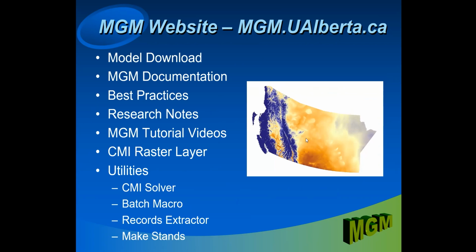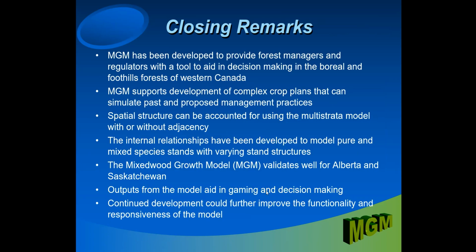Because CMIs are difficult to obtain, since you need lat long and elevation and then you have to go through a process, this is now an ArcGIS layer where you can just provide the lat long and it'll give you the CMI estimate for that area. Additionally, all the utilities like the CMI solver, the batch macro, the records extractor, and the make stands are all available there.